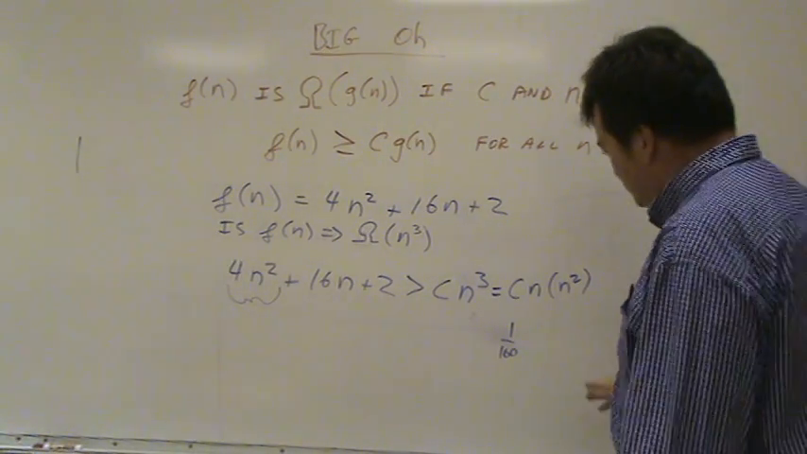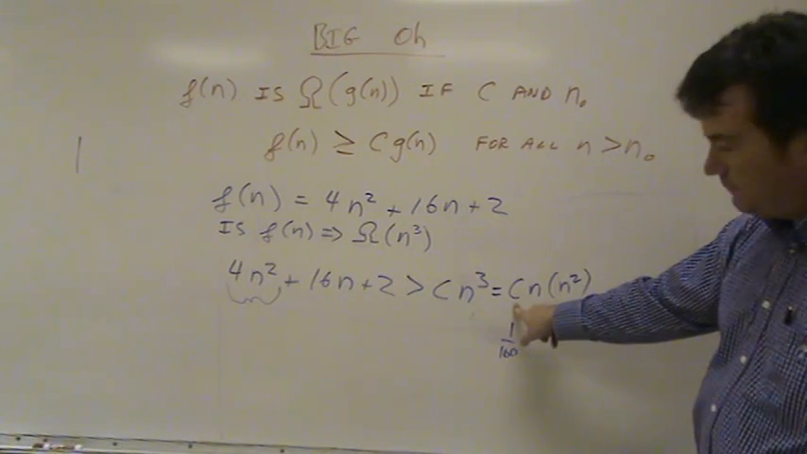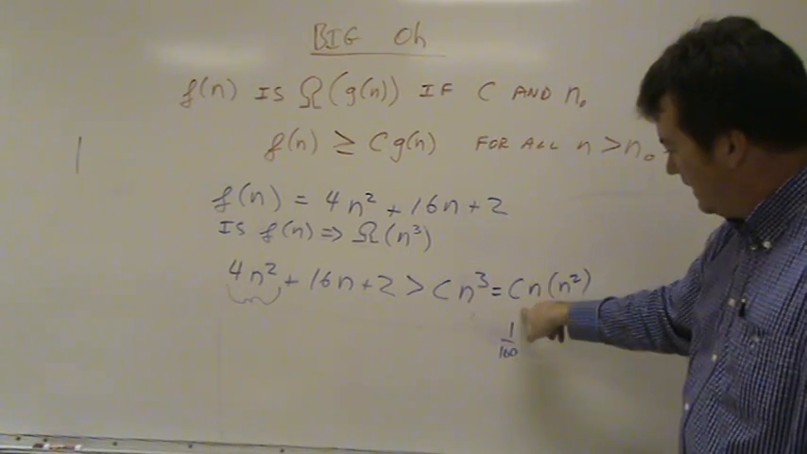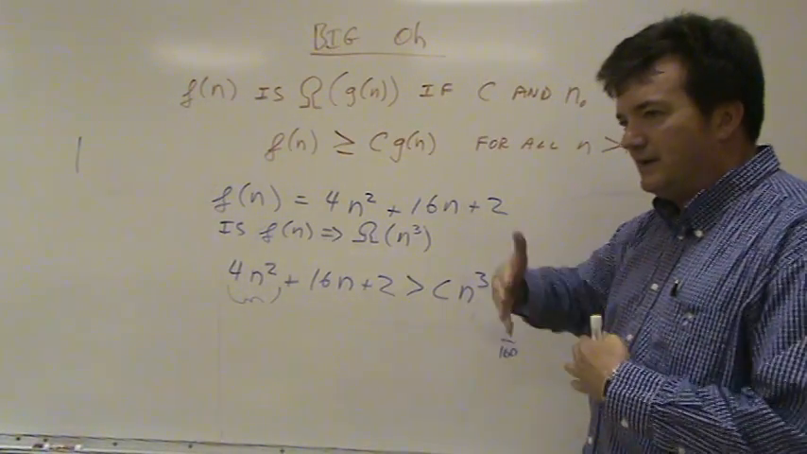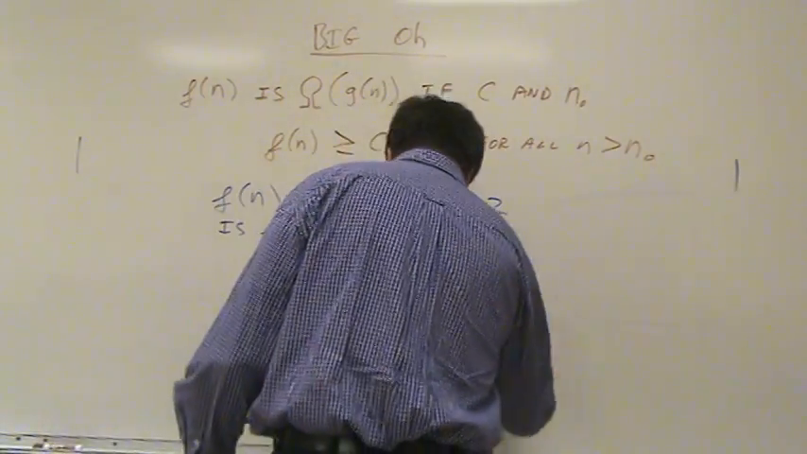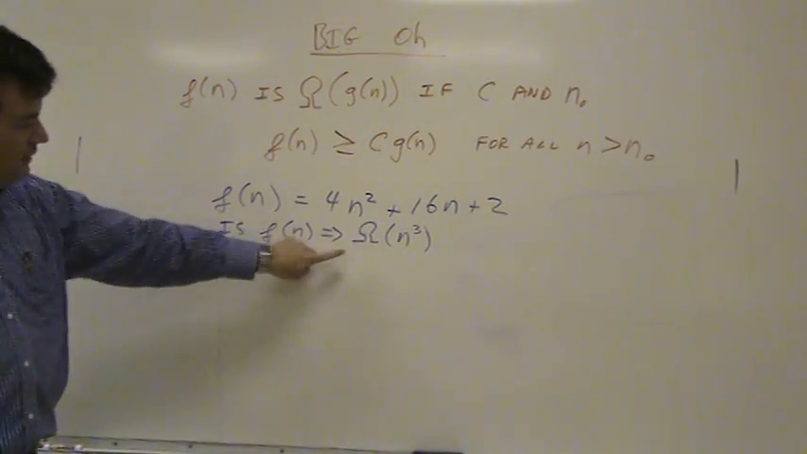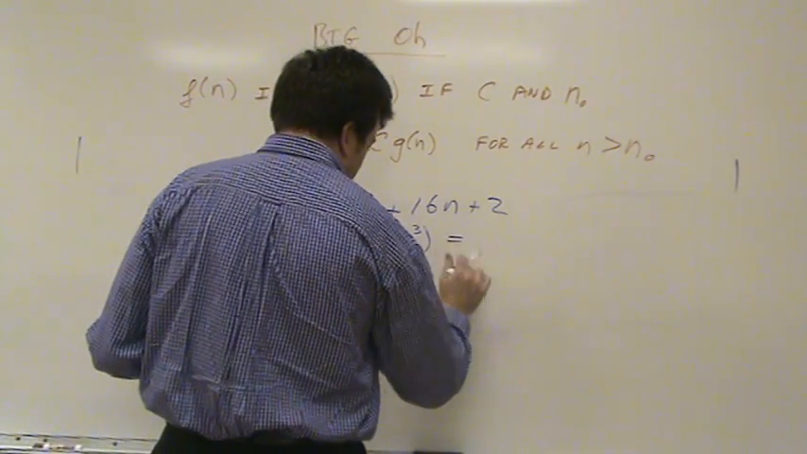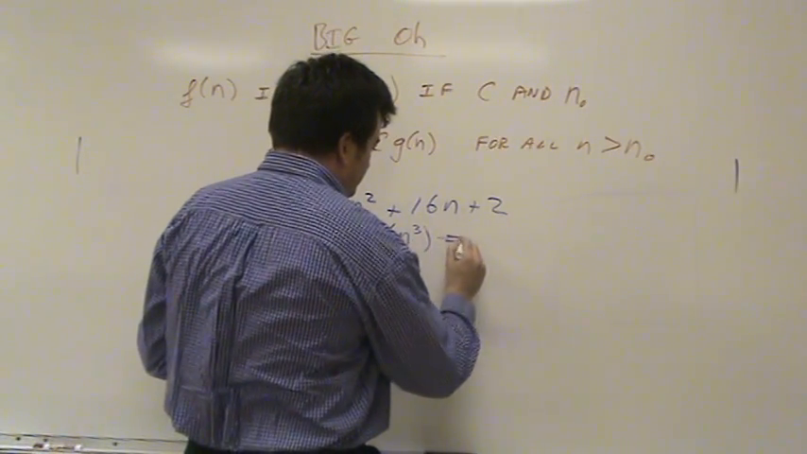So hopefully you can convince yourself that this cannot happen. Whatever constant we pick, once n starts running up into large values, the constant times the n will dominate this function, and this statement will once again become false as the n's get bigger. So the answer to this question, is f of n, which is this particular function, omega of n cubed? This is no. The answer to this question is no.